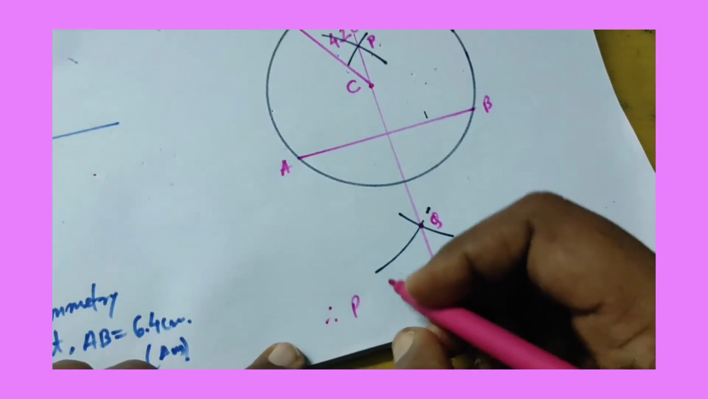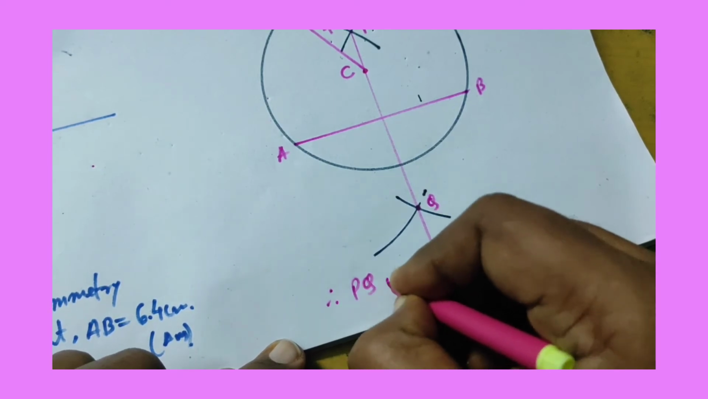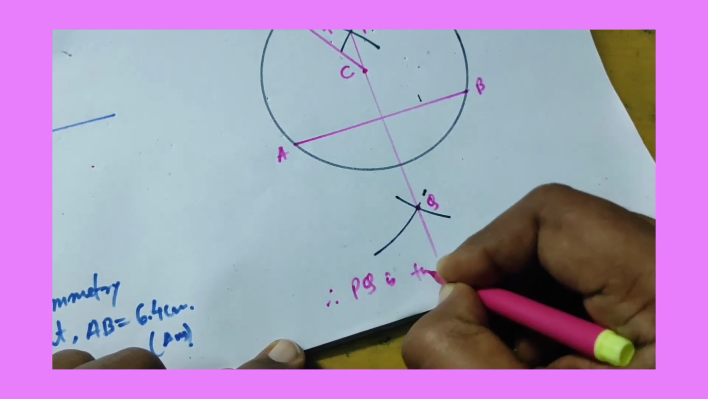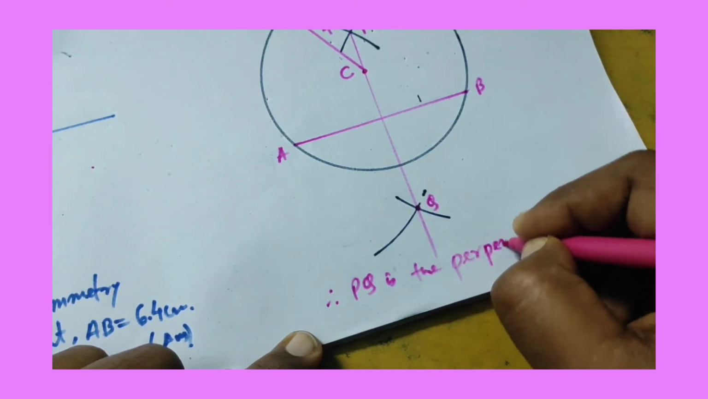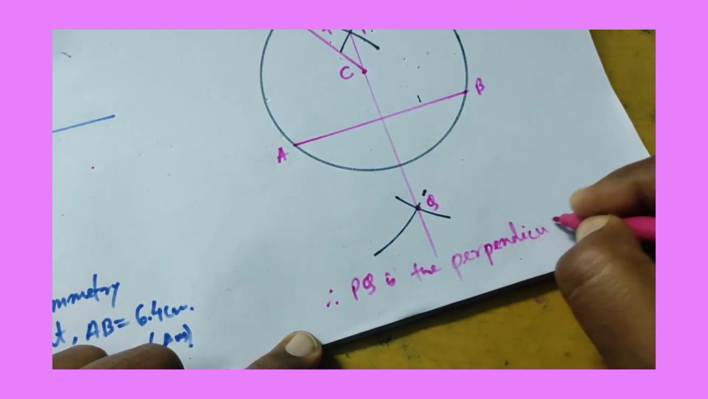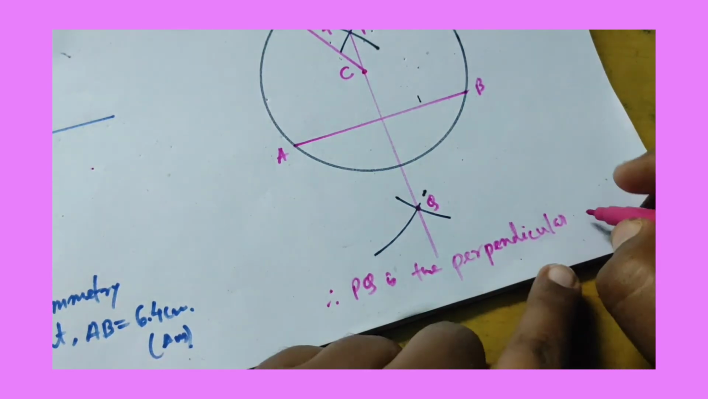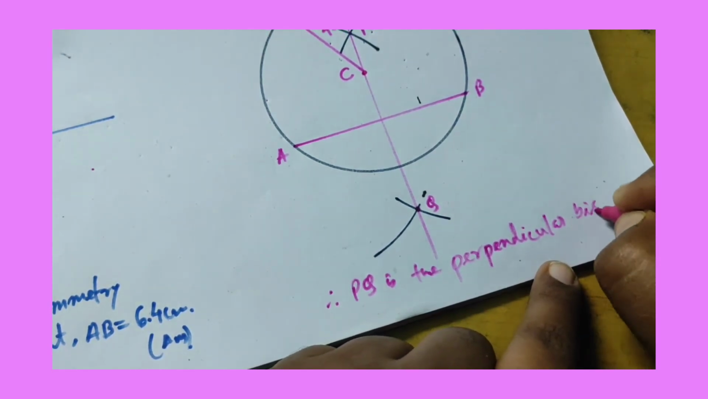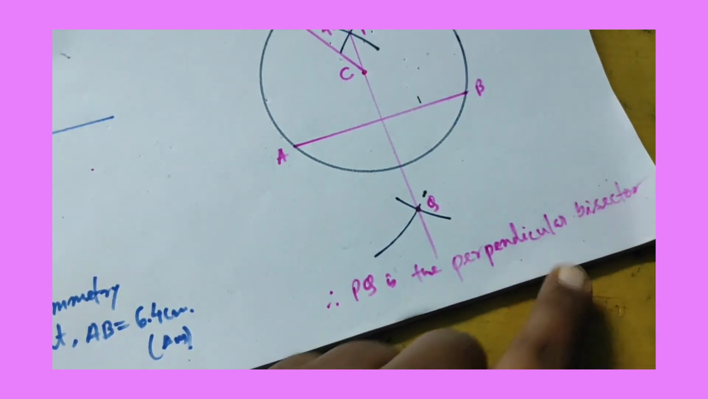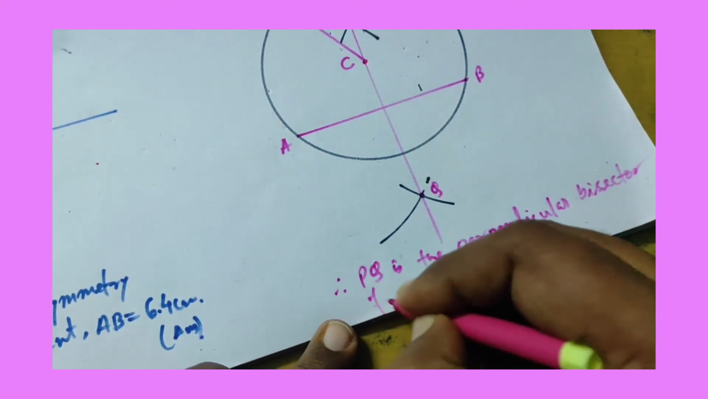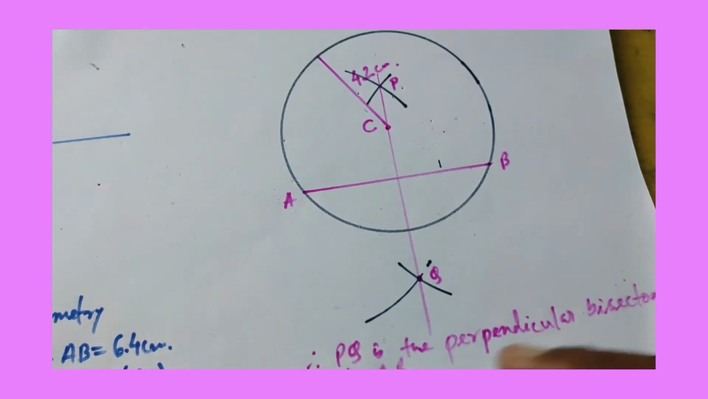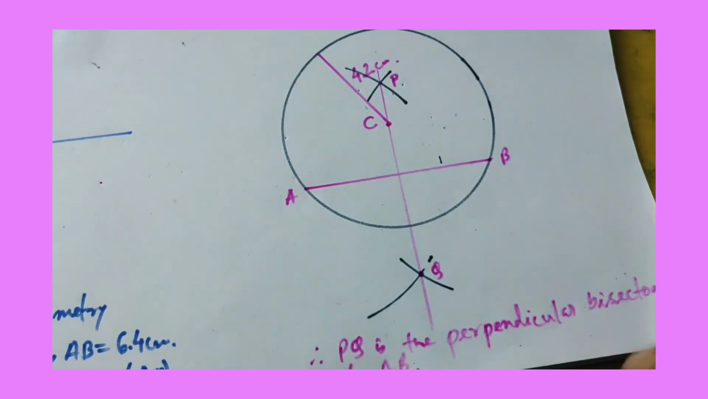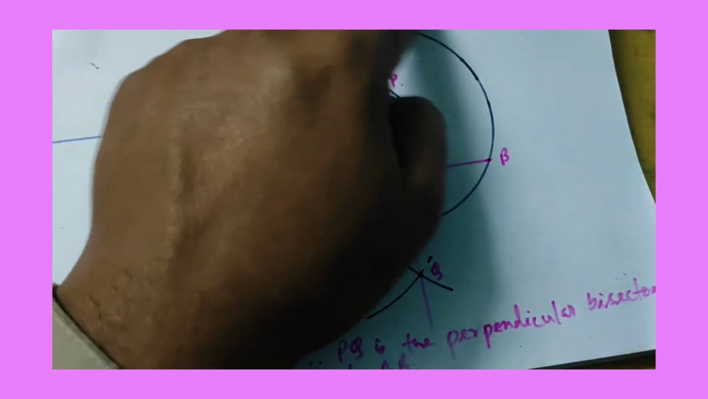Therefore, PQ is the perpendicular bisector of AB, full stop. And let us write down the answer for this question.